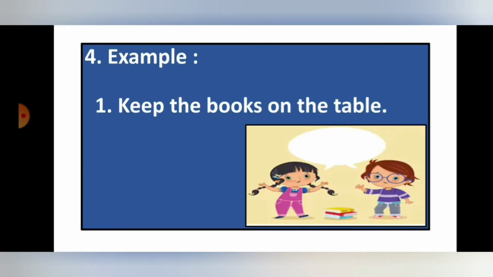Keep the books on the table. Here you can see a girl is telling a boy to keep the books on the table. So the girl also knows which book she is talking about, and the boy also knows which book he has to pick. So both the speaker and listener have understood what thing they are talking about. So before the thing we have to use the.